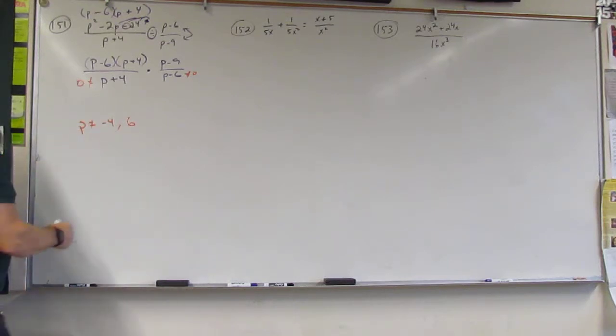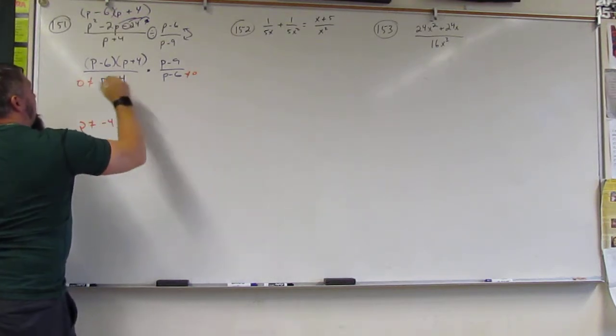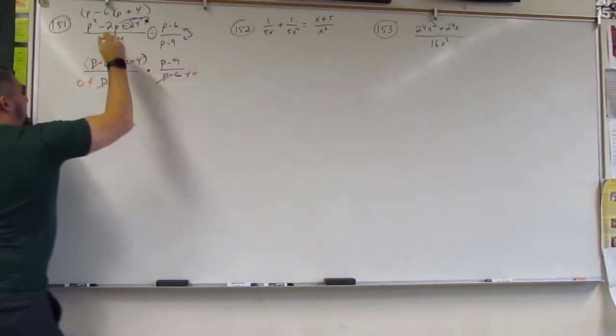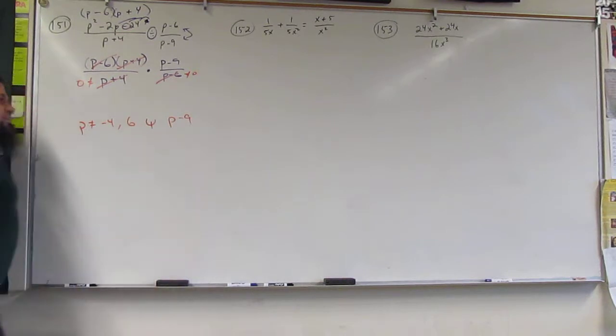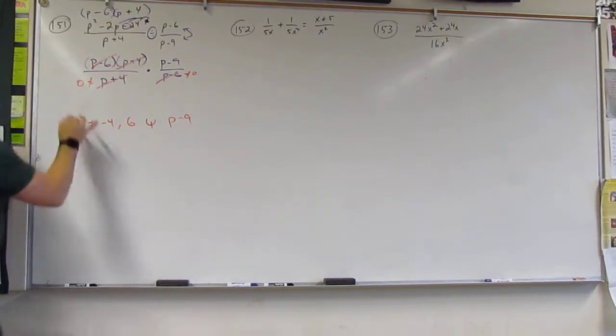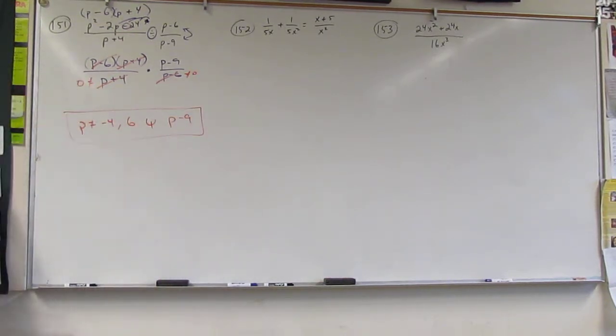The other thing is, get rid of anything that's alike. Boom, boom, boom, boom. Whereas, P minus 9. Done. That's it. I mean, it's cake.